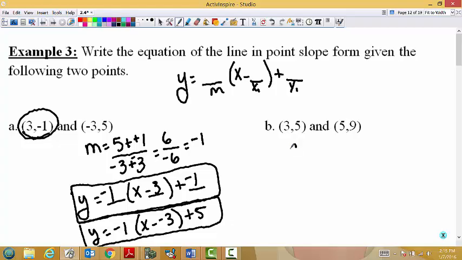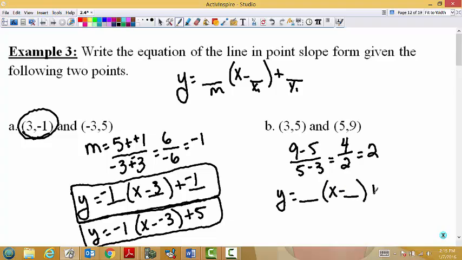Okay, I'm back. So it's 9 minus 5 over 5 minus 3. I'm going to find my slope. 9 minus 5 is 4. 5 minus 3 is 2. 4 divided by 2 is 2. And I'm going to go ahead and write both answers. Y equals blank, x minus blank plus blank. Y equals blank, x minus blank plus blank. So it's 2, 3, and 5, or 2, 5, and 9.